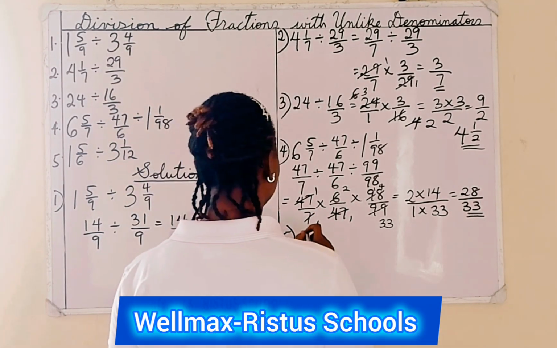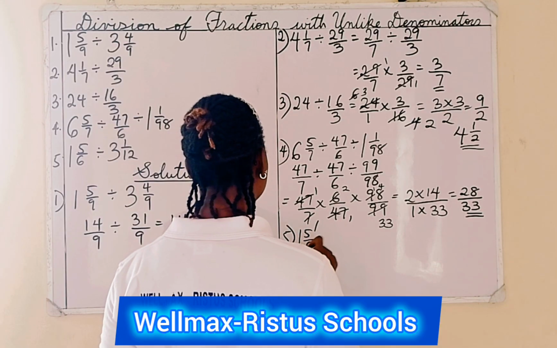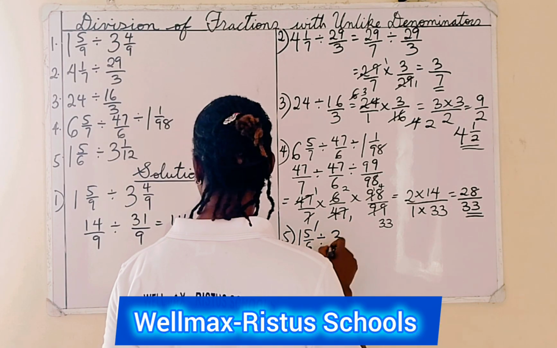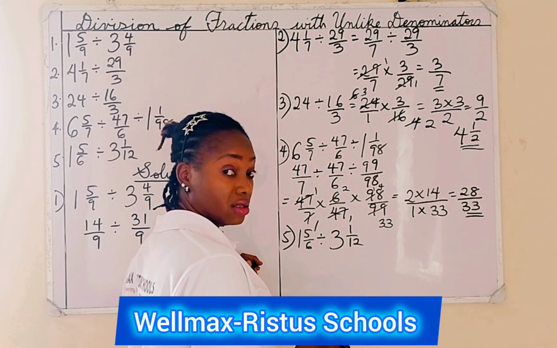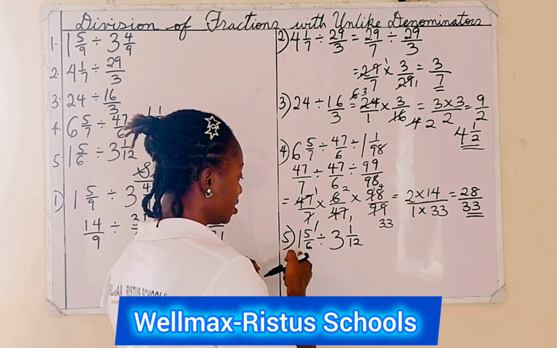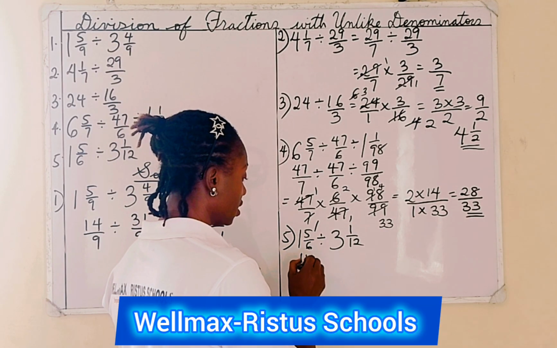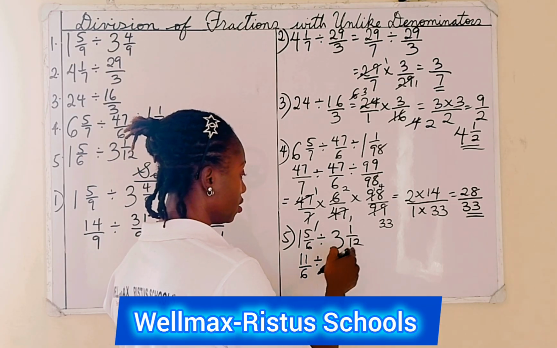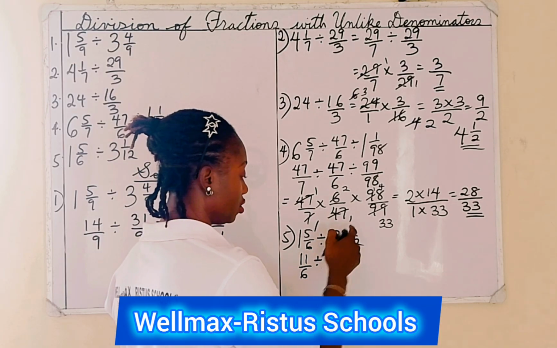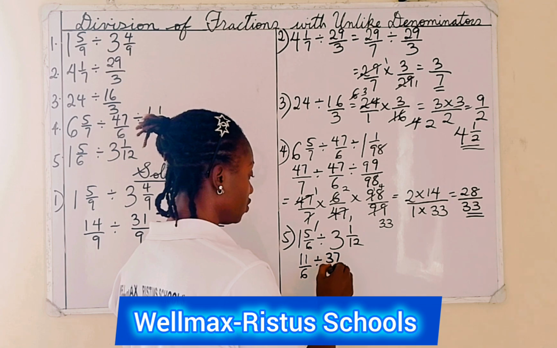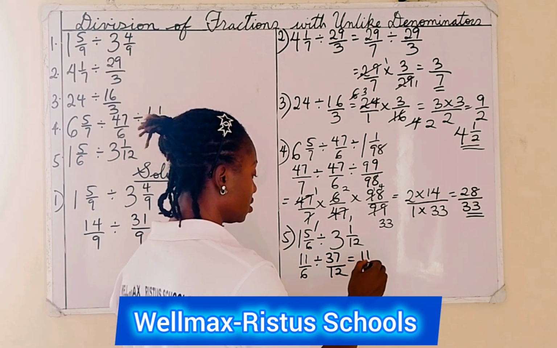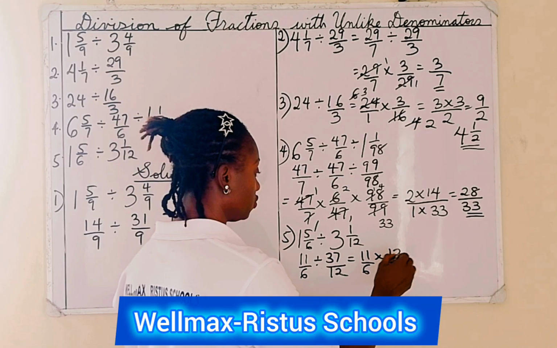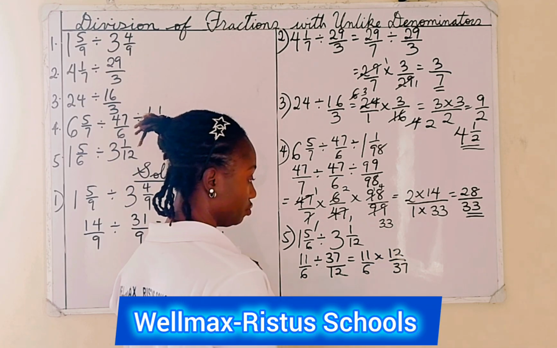Question 5. 1 whole 5/6 divided by 3 whole 1/12. We expand the fraction as usual. We'll have 6 times 1 is 6 plus 5, 11 over 6, divided by 12 times 3 is 36 plus 1, 37 over 12. So from here we have 11 over 6 times 12 over 37.